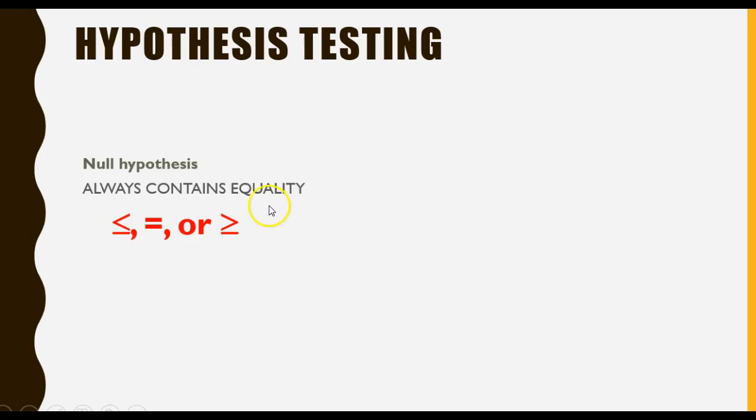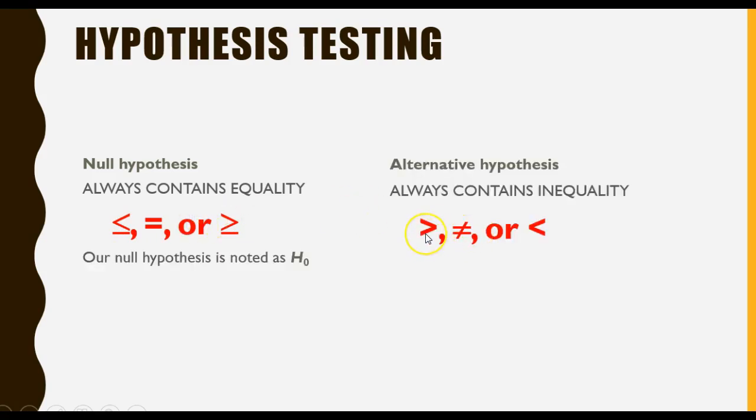The null hypothesis itself always contains equality, in that the null hypothesis will be either less than or equal to, or greater than or equal to. Never will it be anything else. It'll have one of those symbols in it. The alternative hypothesis, on the other hand, will always be either greater than, not equal to, or less than. So, the alternative hypothesis always contains inequality. The null hypothesis always contains equality.